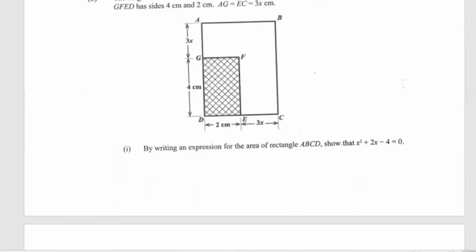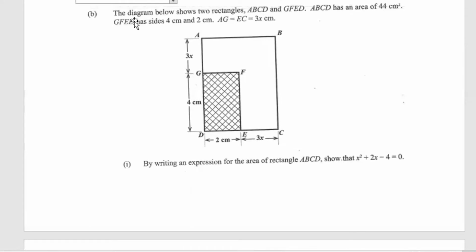B says the diagram below shows two rectangles ABCD and GFED, and ABCD has an area of 44 centimeters square, and GFED has 4 sides, 4 centimeters and 2 centimeters. So 4 centimeters on 2 sides, 2 centimeters on each side. And AG, which is right here, is equal to EC, which is 3x centimeters. So it says by writing an expression for the area of rectangle ABCD, which is the bigger rectangle, show that x squared plus 2x minus 4 is equal to 0.